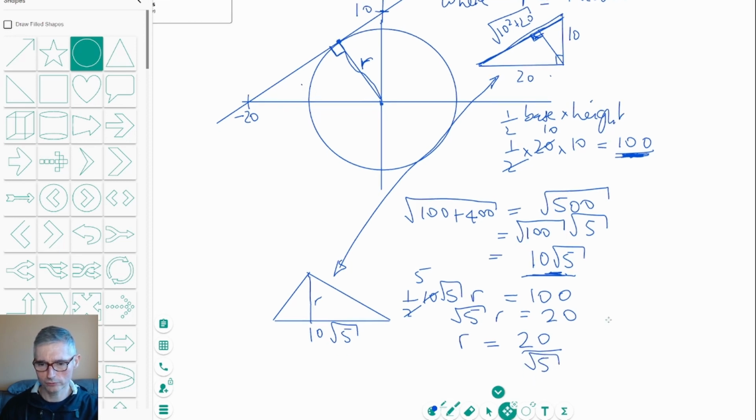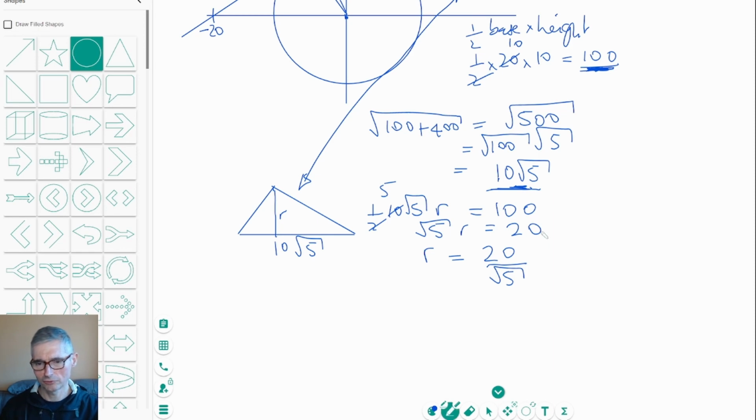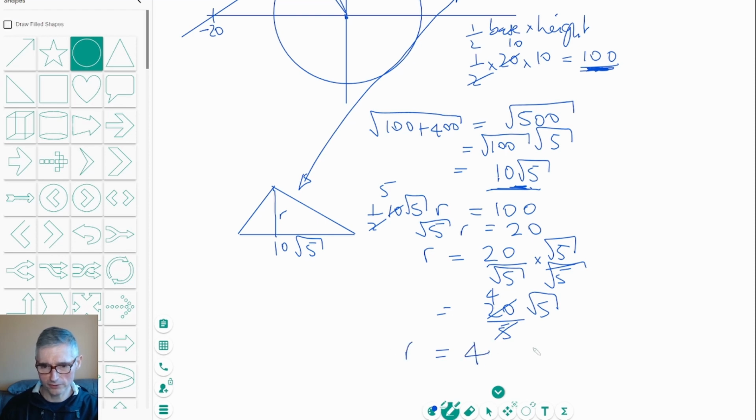And we can write that a lot nicer if we rationalize the denominator. We can do that by multiplying top and bottom by root 5. Root 5 times root 5 on the bottom ends up being 5, and then we've got the root 5 on the top. And we can simplify the 5 and the 20, so that becomes 4. So we've got that r is actually equal to 4 root 5.